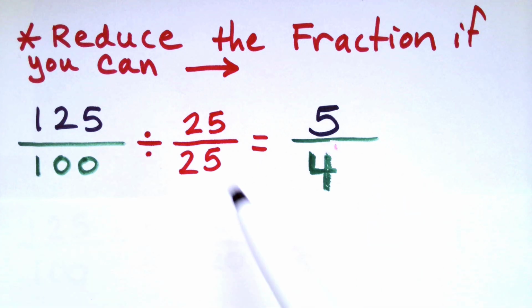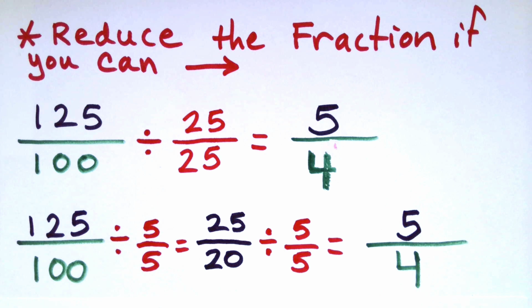What would you do if you didn't know that you could divide 25 into the top and bottom? Could you have used a smaller number? Well, what number would divide evenly into the top and evenly into the bottom without giving you a remainder? All right, so if you said 5 can divide evenly into top and bottom without a remainder, you're absolutely correct. But let me show you what this is going to look like.